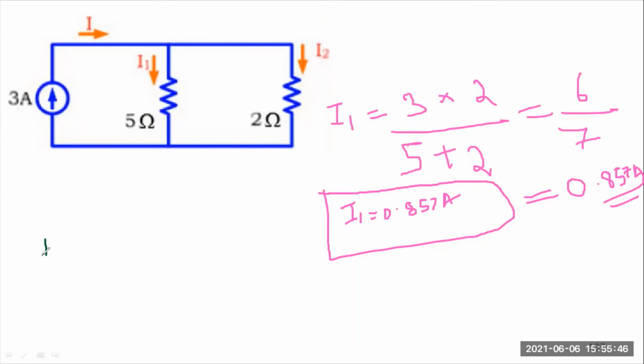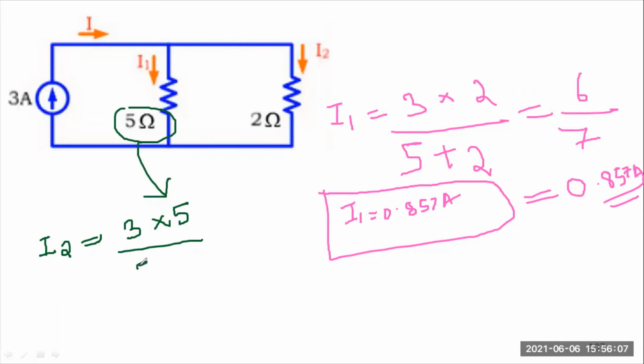How to calculate I2? I2 is equal to, what is the total current? The total current is 3 amps. It is given in the circuit diagram. The resistance of the opposite branch is 5 ohm. Don't get confused, the resistance of the opposite branch is 5 ohm. So the same thing I have written, all divided by the total branch resistance, 5 plus 2. Solve this.